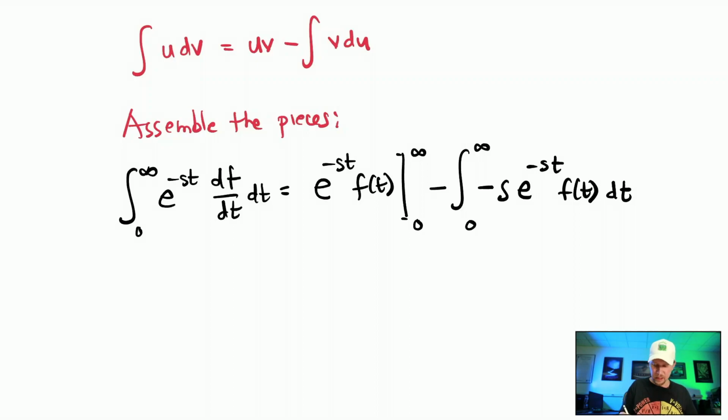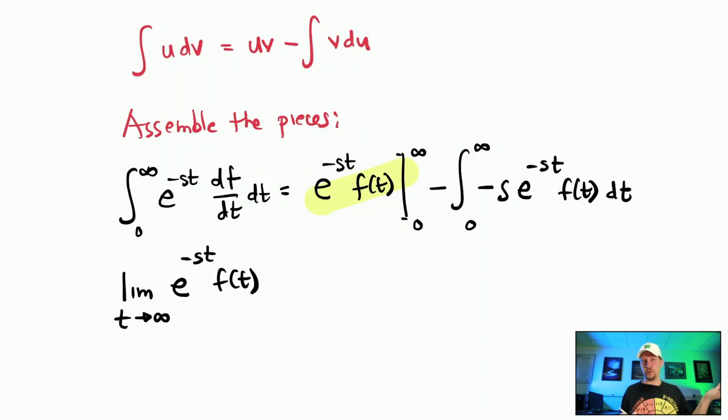Now, in this particular case, because it's an improper integral, since the top bound is infinity, for the top bound I'm going to take the limit as t approaches infinity of e to the minus st times f of t.